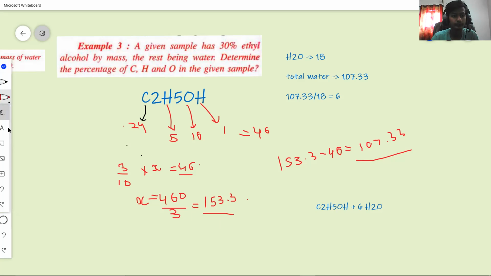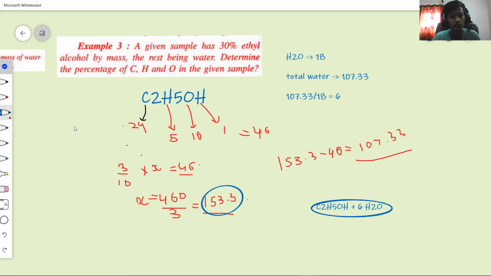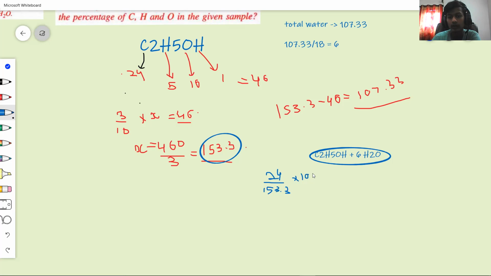We have, now you all can see that we have the total mass of the sample, we have the formula, right? So now we can calculate the mass of individual atoms present in the sample. So we follow the same process. What we'll do, we have 2C, so 2 into 12 is 24. 24 by 153.3 into 100, this will give us the mass of carbon.